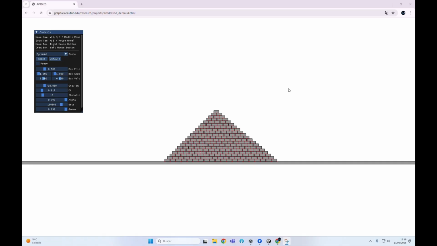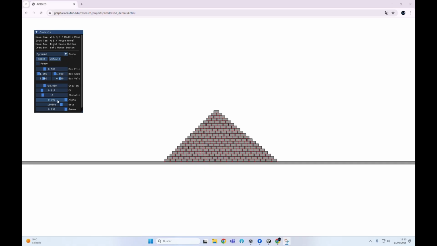Okay, so let's take a look at the official online AVBD demo. Apart from the usual time step size and the amount of iterations, AVBD exposes three main parameters: alpha, beta, and gamma. I will briefly explain what each of them does so you understand what I'm doing while tweaking them.